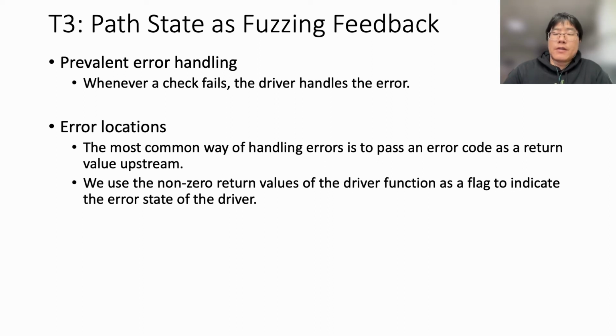We observed that such error codes can serve as helpful feedback that indicates the current execution state. That is, based on the return value, the fuzzer can know if the input triggers an erroneous execution or a normal execution. It's useful because it tells whether we have generated a bad value in our inputs.